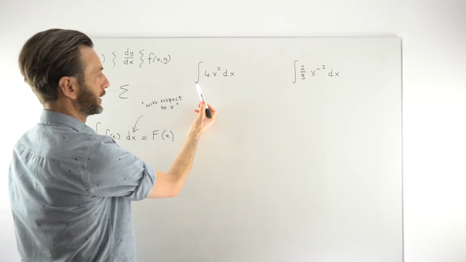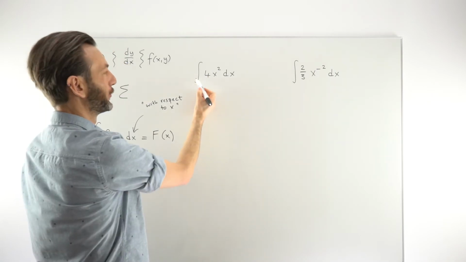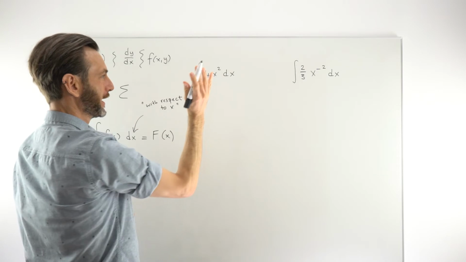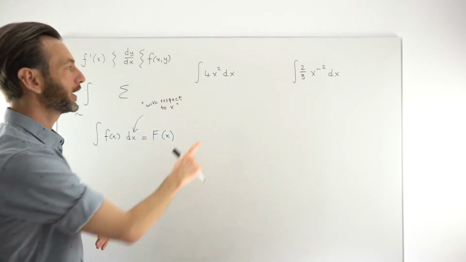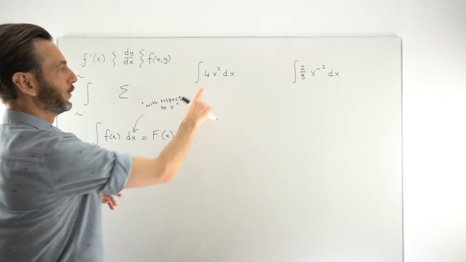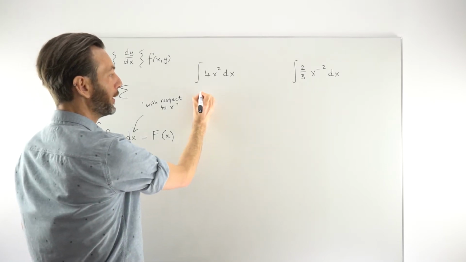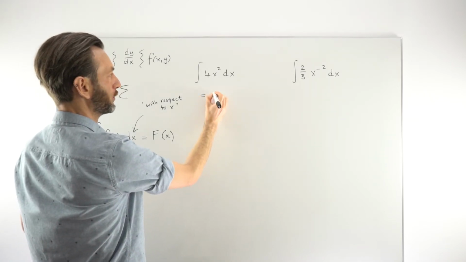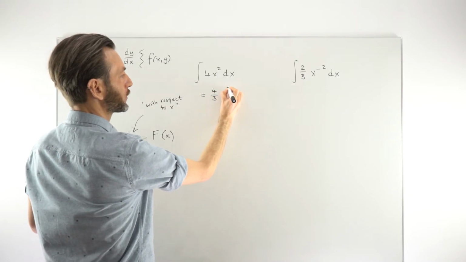This here says the integral of 4x squared with respect to x. We want to learn eventually how to evaluate that. The thing that we find is going to be the antiderivative of this function. Now, you're going to learn in the next class how to actually go about this, but I'm just going to show you how this one would work. So this one comes out to be 4 over 3 x cubed.